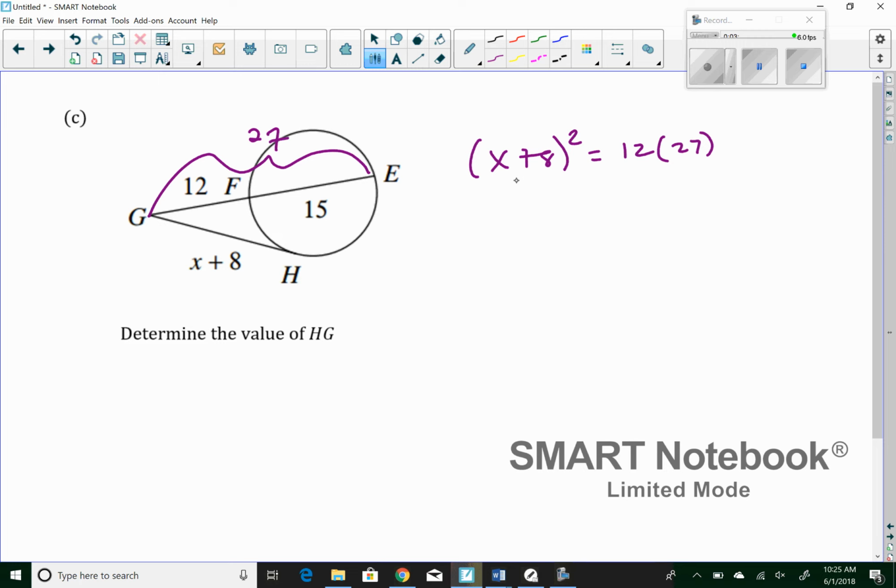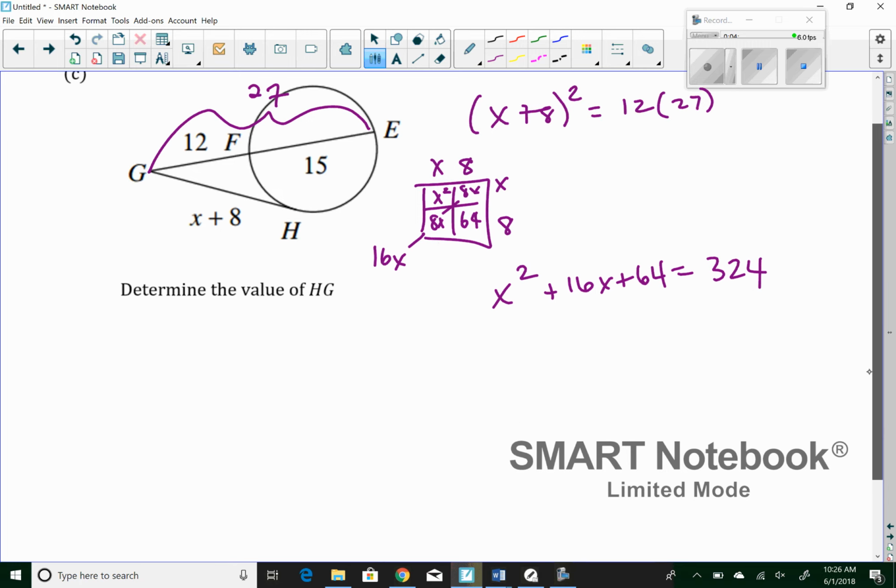As soon as I see x plus 8 squared, I know I have to do this whole box thing and multiply it all out. So I have x and 8. x times x is x squared. x times 8 is 8x. Those two are going to add up to 16x. And 8 times 8 is 64. So I'm going to get x squared plus 16x plus 64 is equal to whatever 12 times 27 is. If we do 12 times 27, I get 324.